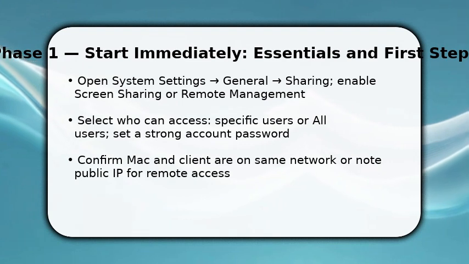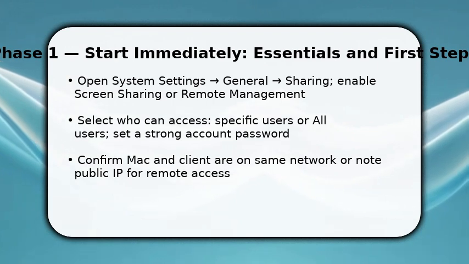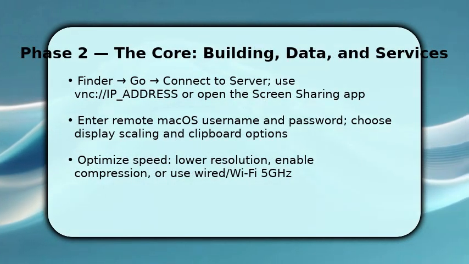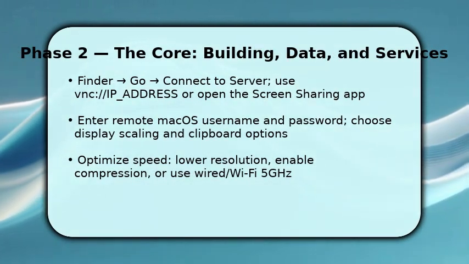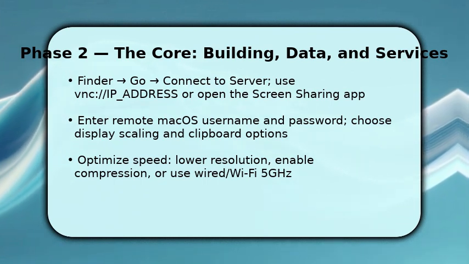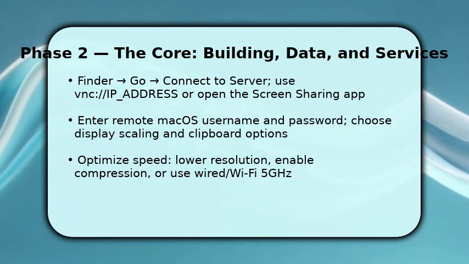Also make sure you know the Mac's IP address and verify it's on the same network or note the public IP for outside access. You now initiate the connection from your MacBook Air. In Finder, choose Go, then Connect to Server, and type VNC:// followed by the remote IP, or launch the screen sharing app and paste the address.